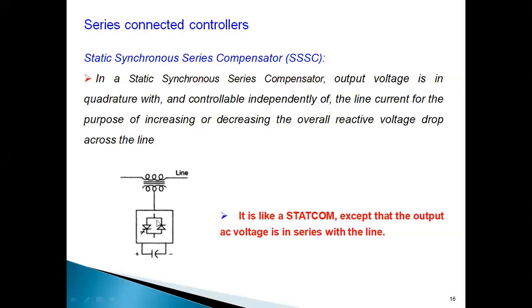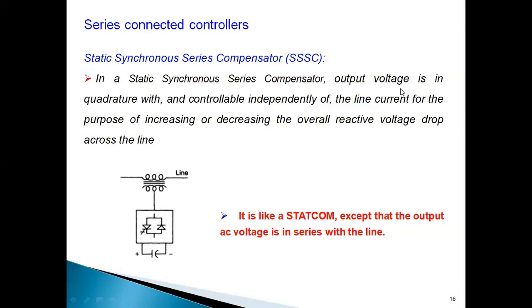The static synchronous series compensator, as the name indicates, is connected in series with the transmission line, and we get an output as a three-phase AC voltage, which it will inject as a voltage source. See how it is connected. It is connected through this series transformer. The current flowing through the transmission line is the same current that flows through the primary winding of this transformer, to which this three-phase AC is connected. That's why we call it a series compensator.